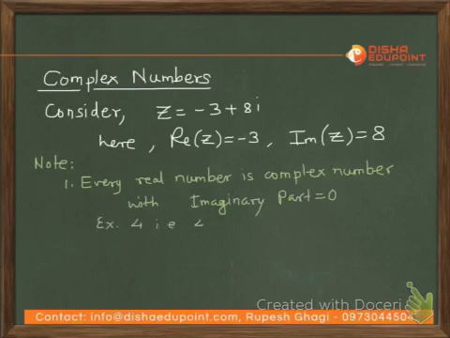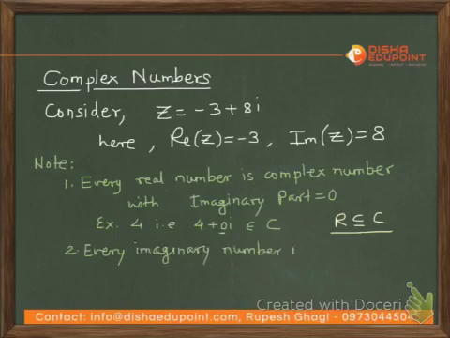Example 4. That number 4 could be written as 4 plus 0i, and obviously it belongs to complex numbers because it is of the form a plus bi, where a and b are reals and i is equal to under root of minus 1. Similarly, every real number could be written in the same form, and hence every real number is a complex number, and hence we can say that the set of reals is a subset of the set of complex numbers.